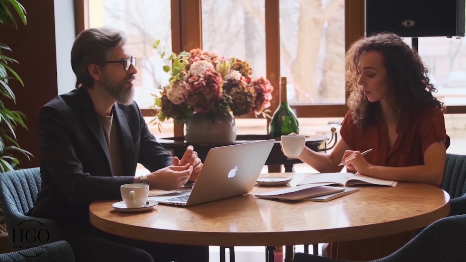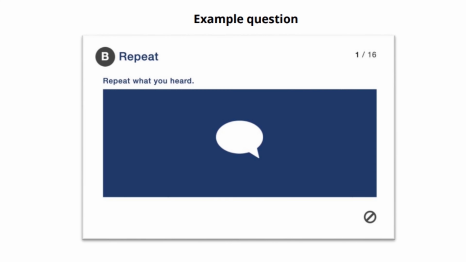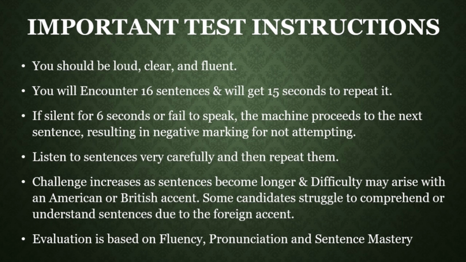Let's move on to our next section, Part B, repeat. In this section, you will hear an automated voice that will speak a sentence to you, and you must repeat it exactly as you hear it. This section is all about listening and repeating these sentences. For example, the machine will say, leave town on the next train, and you must respond by repeating, leave town on the next train. Be loud, clear, and fluent.